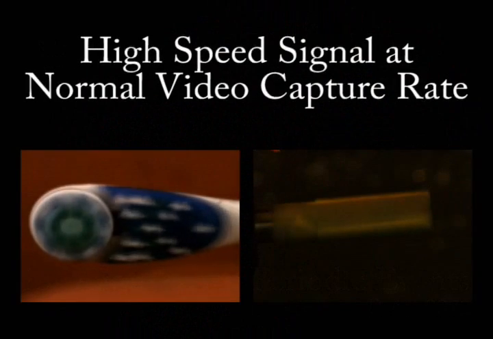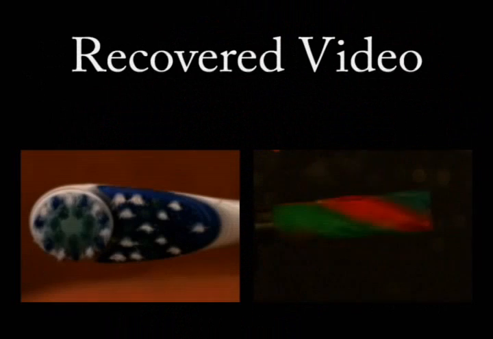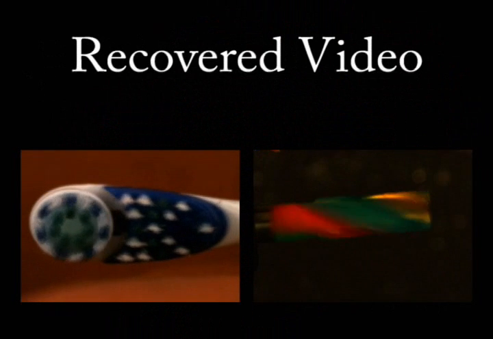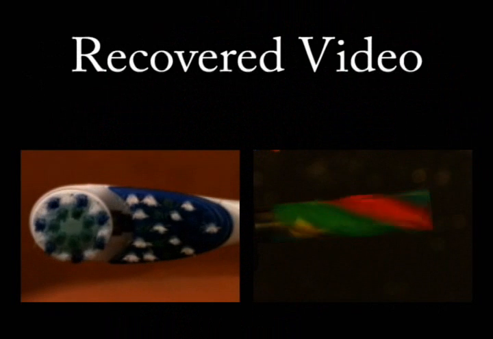All video cameras have a limited temporal resolution. When objects move too quickly, they cannot be resolved. In this video, we show a technique for resolving high-speed periodic motions using consumer-grade video cameras.